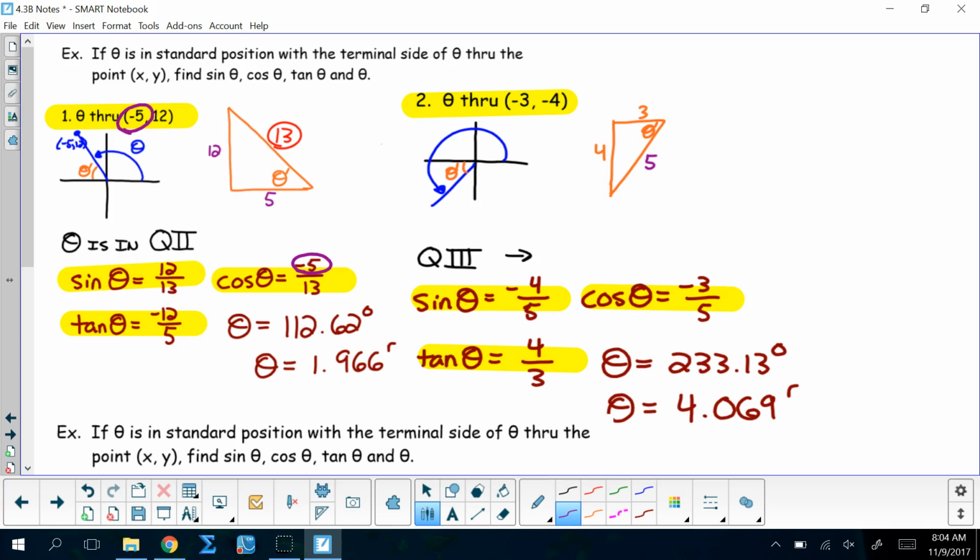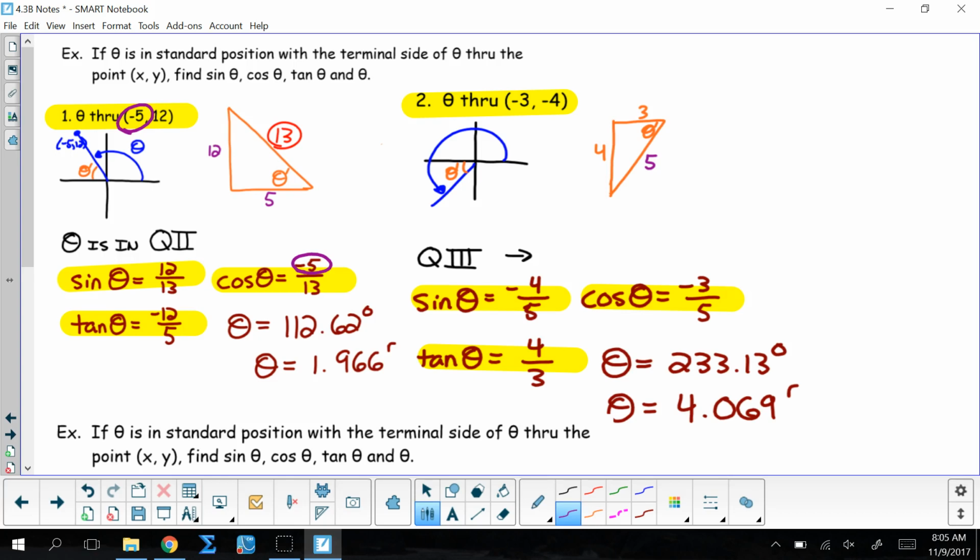No. Close though. Good. If the x is negative, then the cosine's negative. Okay. That's one pattern. Okay, that's kind of what you guys were both saying back there, yeah?